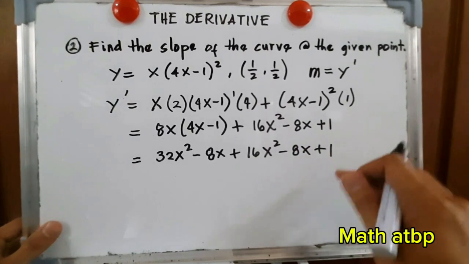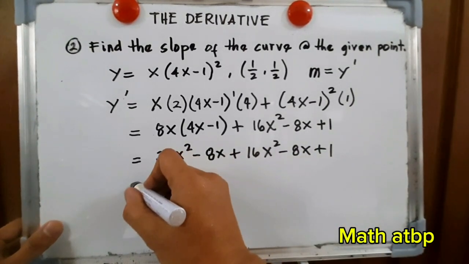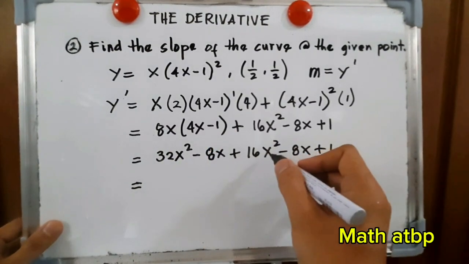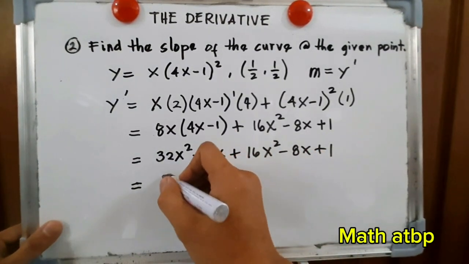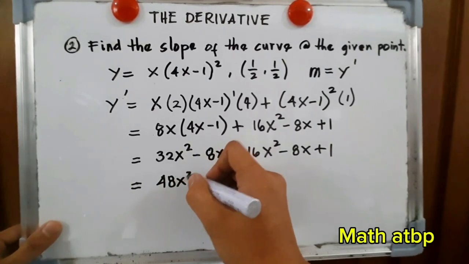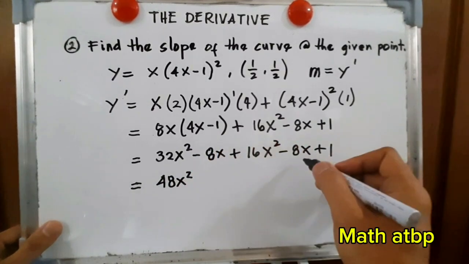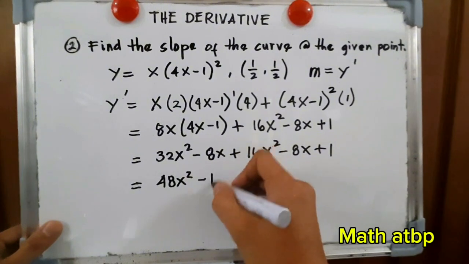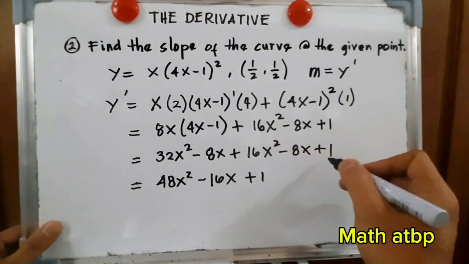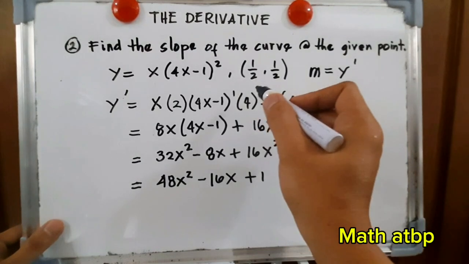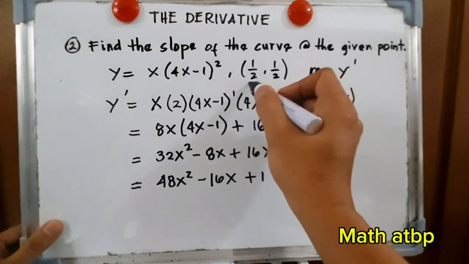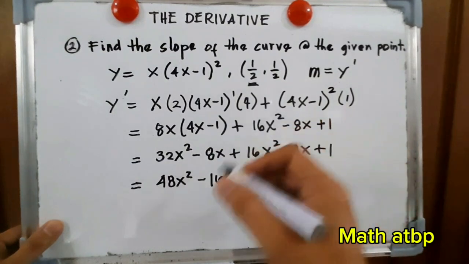Okay? Let us combine similar terms. 32x squared plus 16x squared, that is 48x squared. Negative 8x and negative 8x is negative 16x, plus 1. Okay? So, since the point given is (1/2, 1/2), let us substitute the x coordinate, the abscissa.